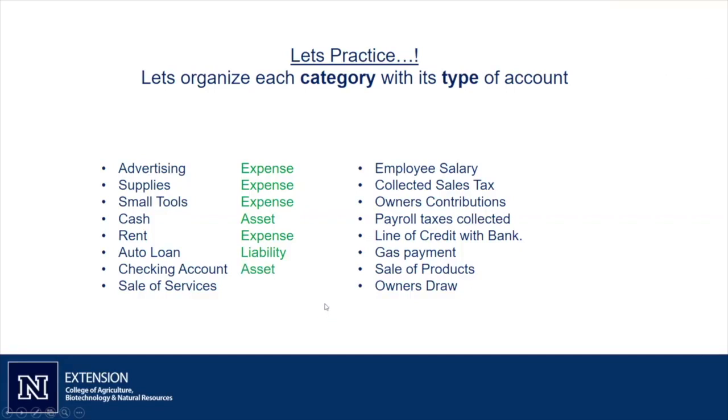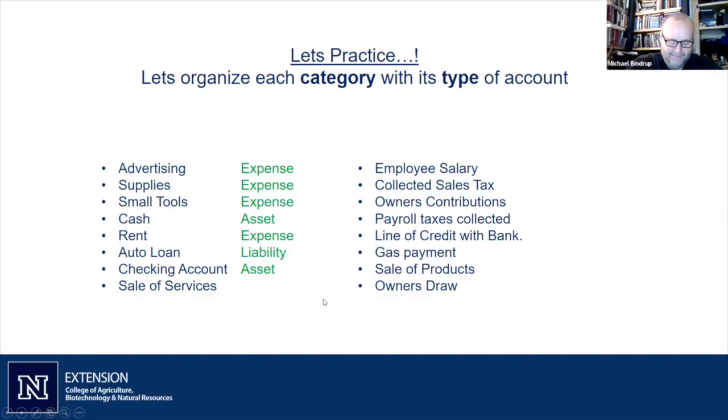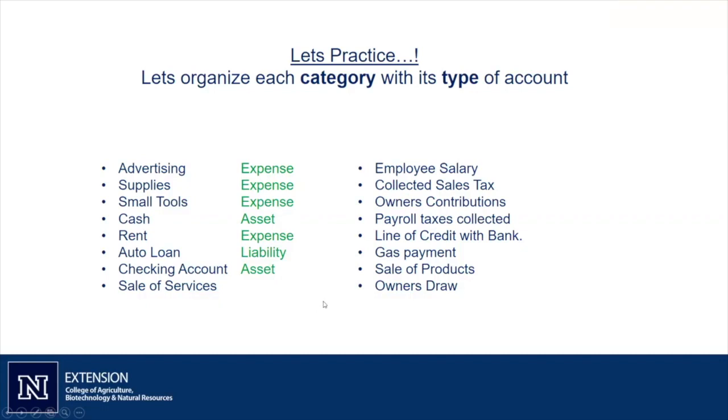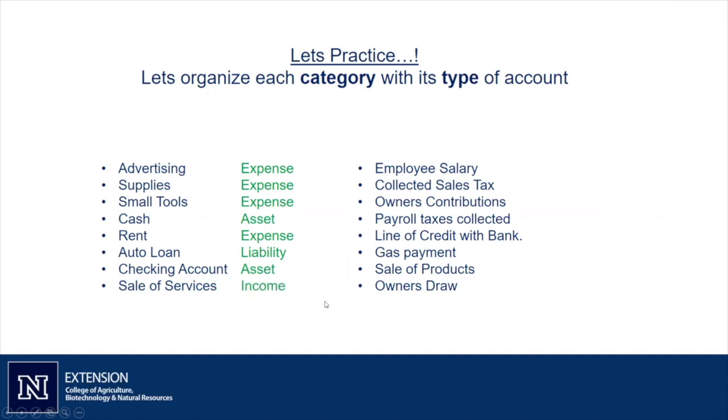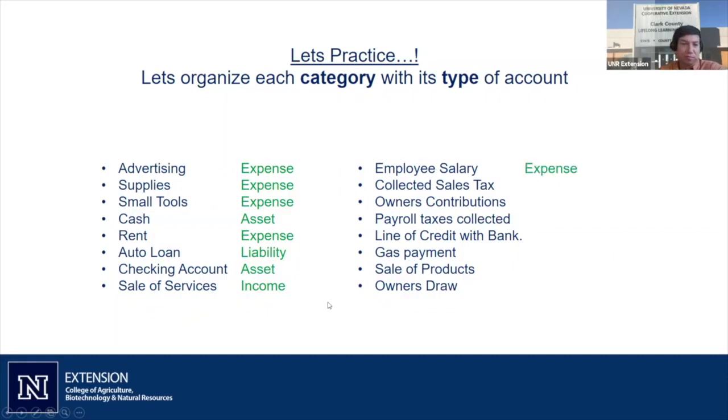Sale of services. Asset? It's a revenue account, right? It's a revenue. Income. We only have 5 category account types. Oh, yeah. Sorry. Okay. Employee salary. Expense. This is a tricky one. Collected sales tax. Liability. Yes. I told you I know my liabilities.